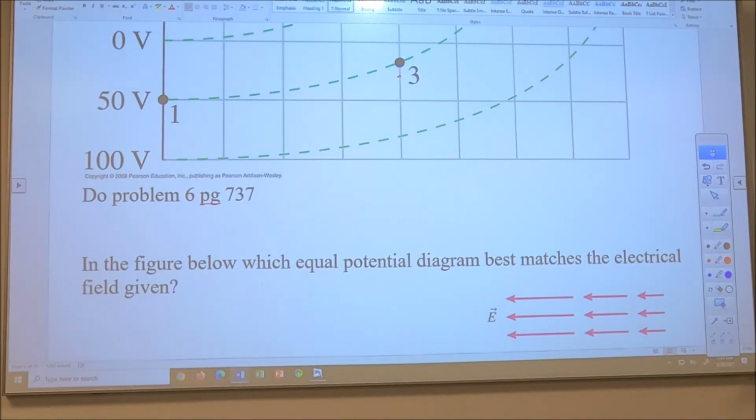Okay, if we look at problem 6 at the end of the chapter, it says two flat parallel plates, 2.5 centimeters apart, are kept at potentials of 20 volts and 35 volts. Estimate the electric field strength between them. Okay?